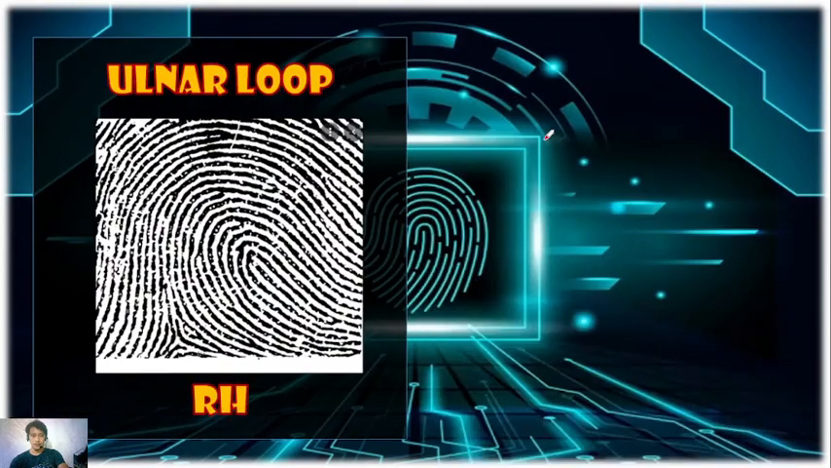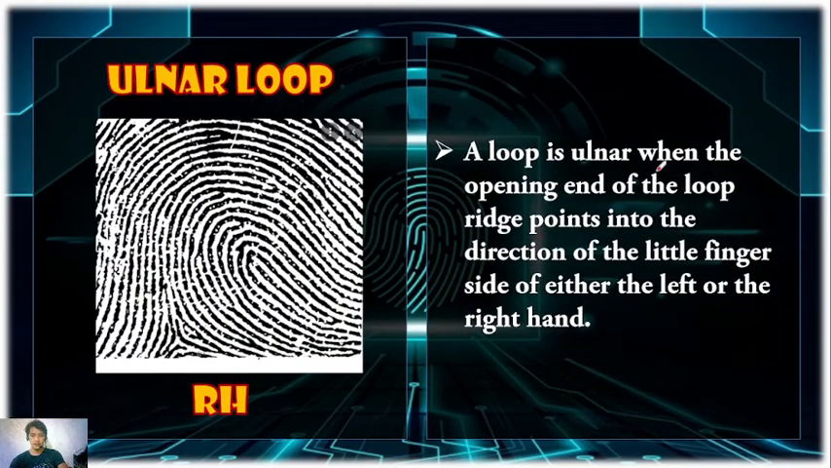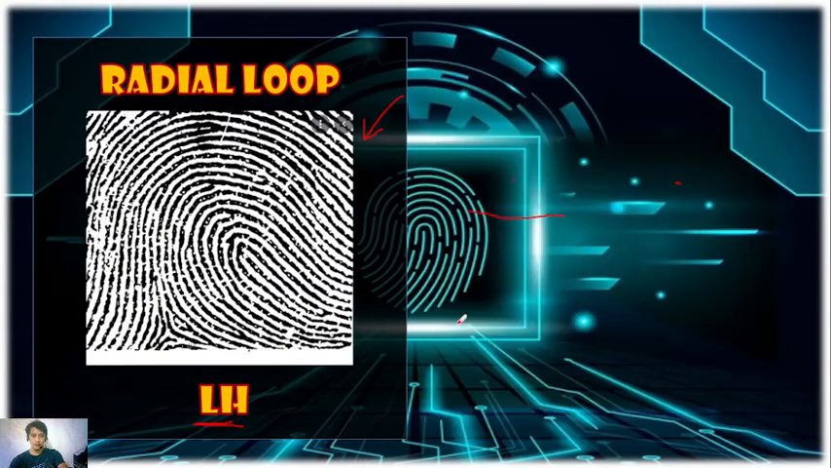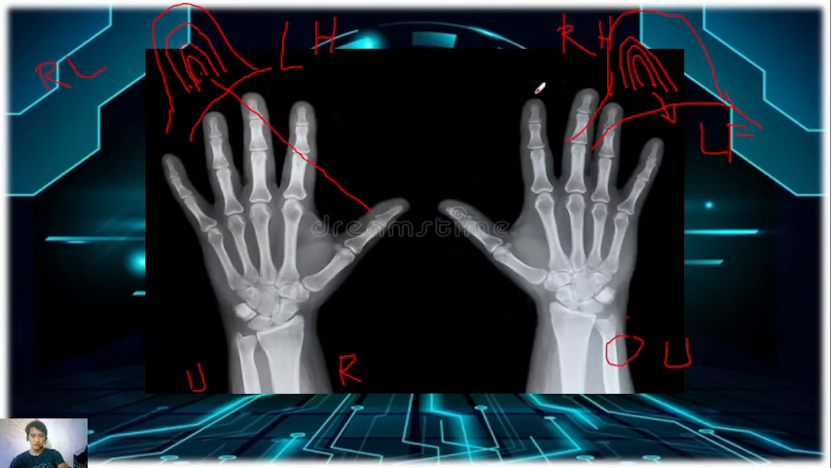So with that it becomes already an ulnar loop. Okay, so take note, in ulnar loop, it says in here that the opening end of the loop ridge points in the direction towards the little finger of either right hand or left hand. Okay, so eto, sabihin naman natin, baliktarin natin. Nakakuha tayo ng fingerprint dito sa thumb part, or let's say dito sa point finger, fingerprint pattern na ang direction niya is nakapoint naman sa thumb natin.